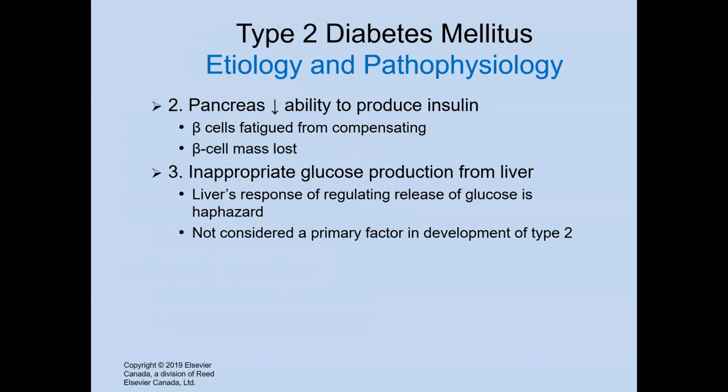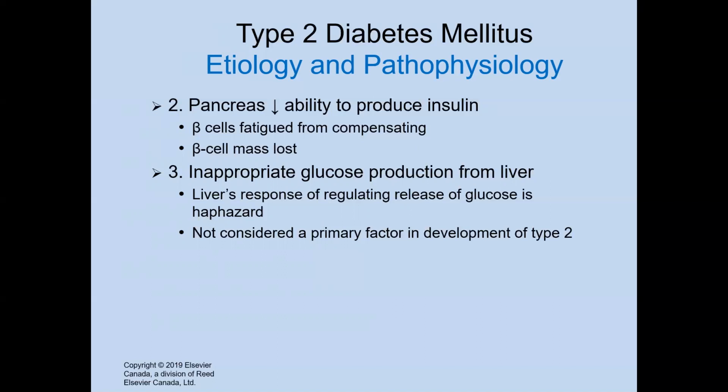The second abnormality is where our pancreas has a decreased ability to produce insulin. Remember, pancreas churning out, churning out, churning out. We initially have hyperglycemia as that insulin resistance affects our ability to use the glucose. Our beta cells become overwhelmed. They are used up and are destroyed. And so we end up with a pancreas that is unable to produce adequate amounts of insulin.